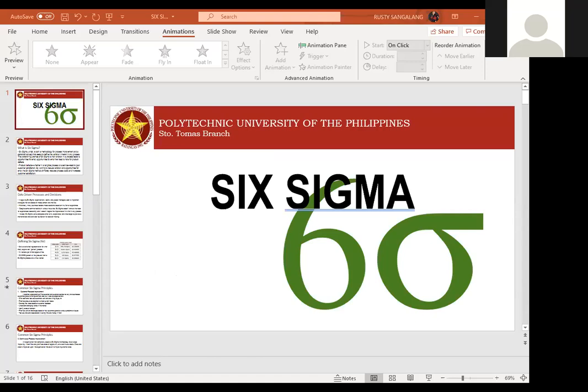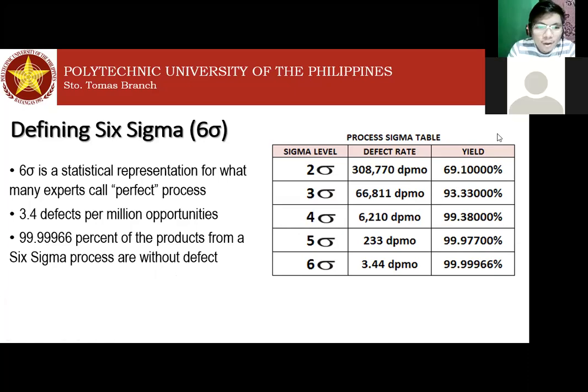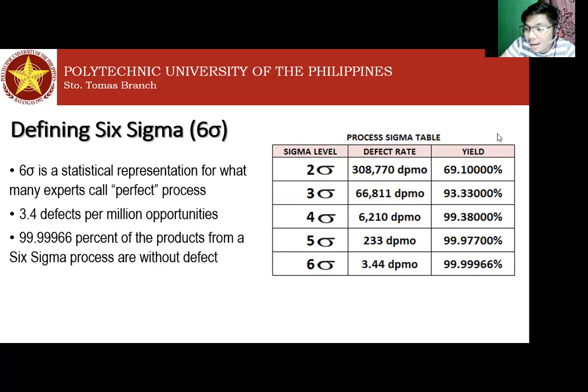Six Sigma is a statistical representation of what many experts call a perfect process. When we say Six Sigma, it pertains to 3.4 defects per million opportunities. So if we are going to produce 1 million products or serve 1 million services, our limit is up to 3.4 defects only. That is why it is called a perfect process, because its limit for defects is very small.